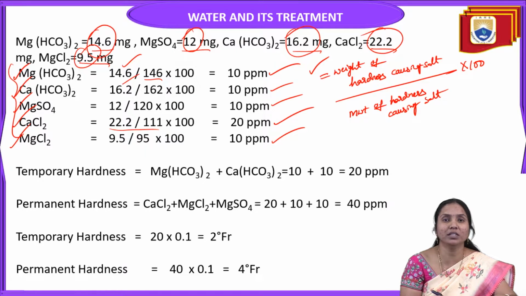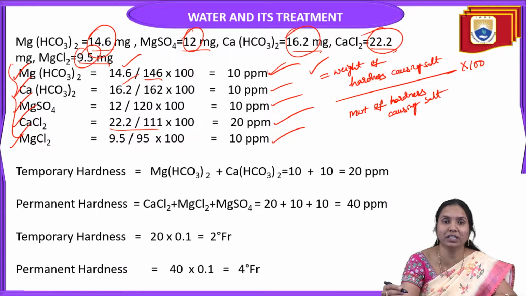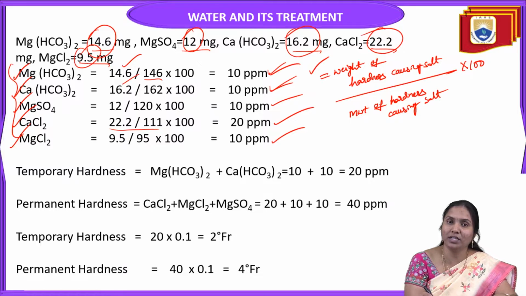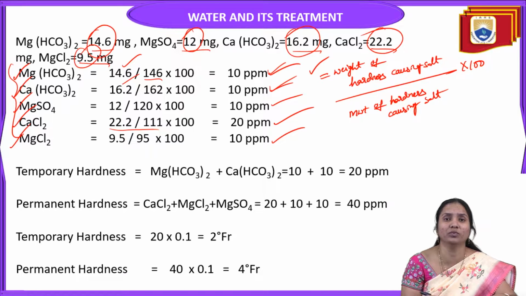So what are the temporary hardness causing salts? As we discussed already, temporary hardness causing salts are calcium bicarbonates and magnesium bicarbonates. Here magnesium bicarbonate is 10 ppm and calcium bicarbonate is 10 ppm present in that water. So temporary hardness is equal to calcium bicarbonate plus magnesium bicarbonate, 10 plus 10, which is 20 ppm. So the temporary hardness of this water is 20 ppm.